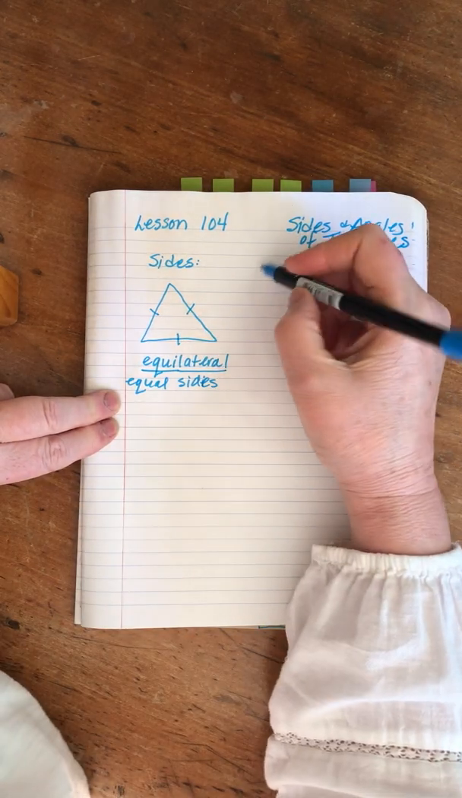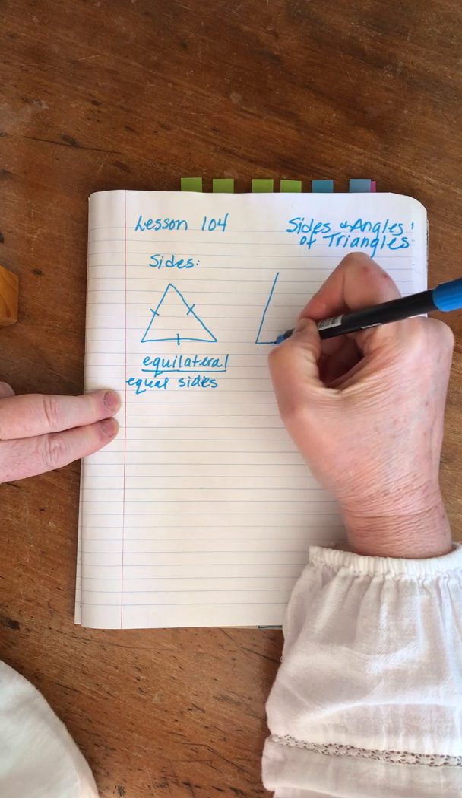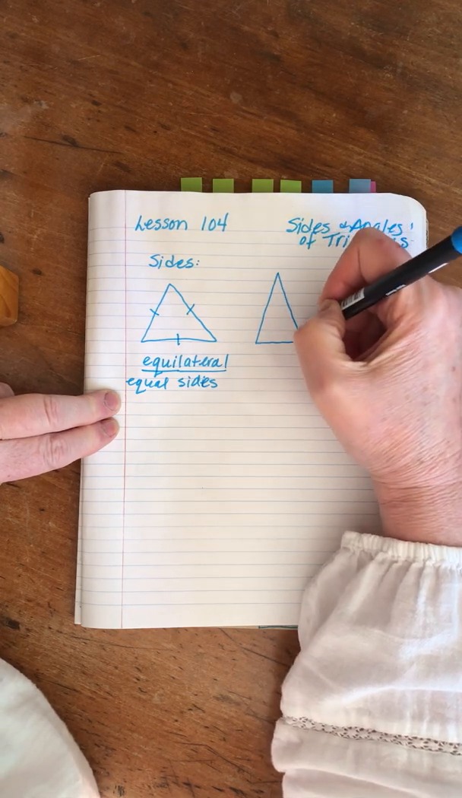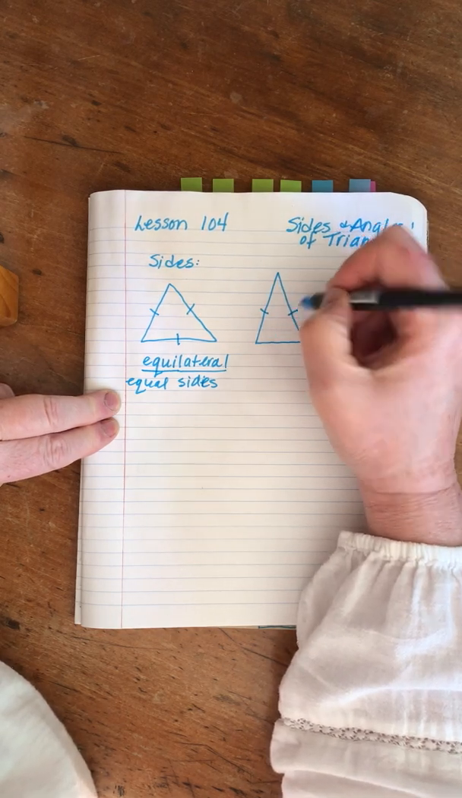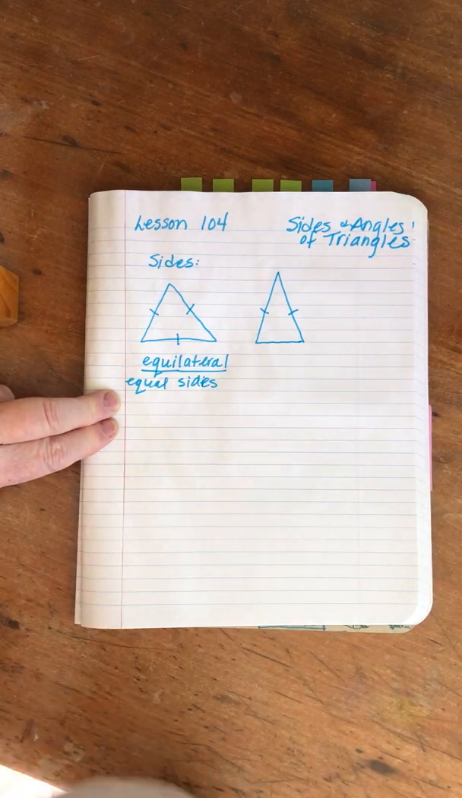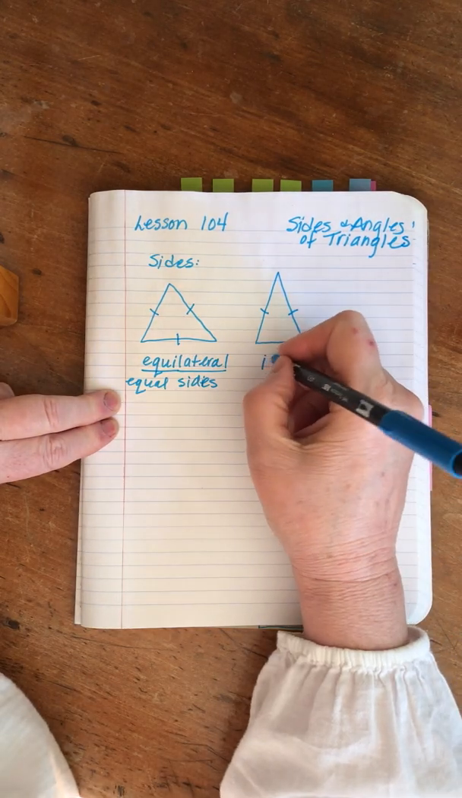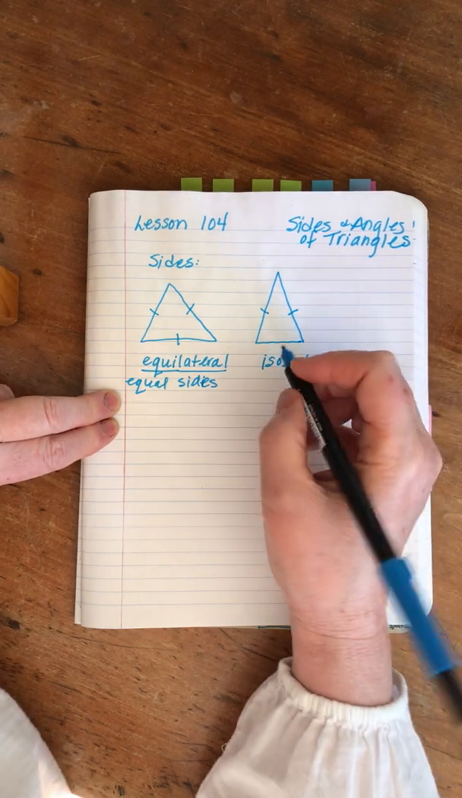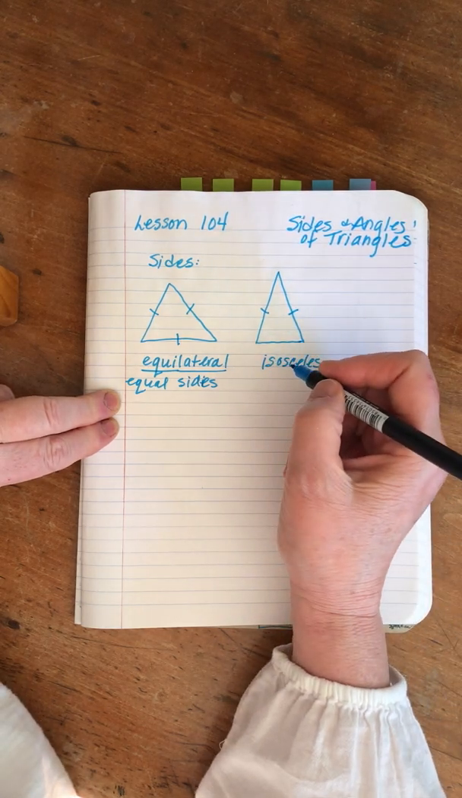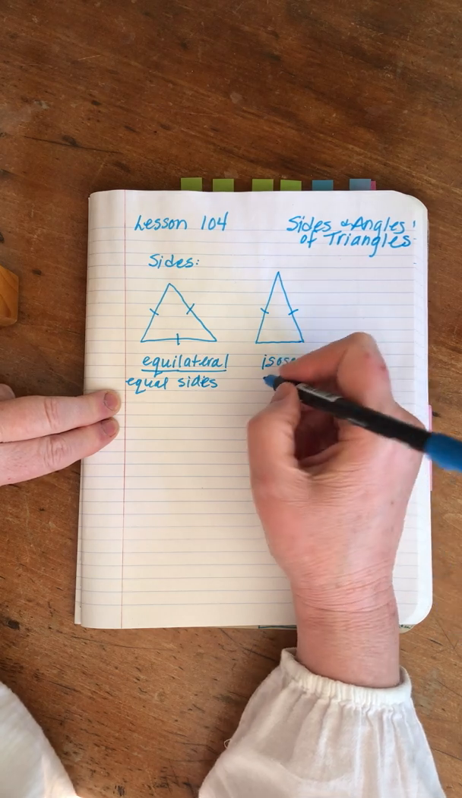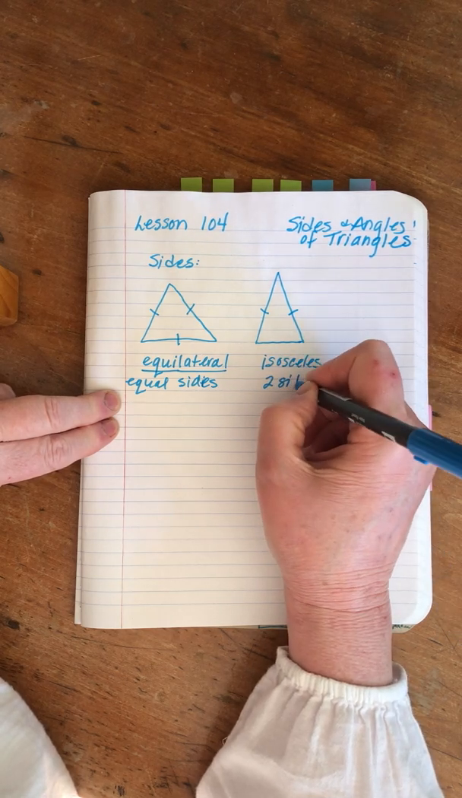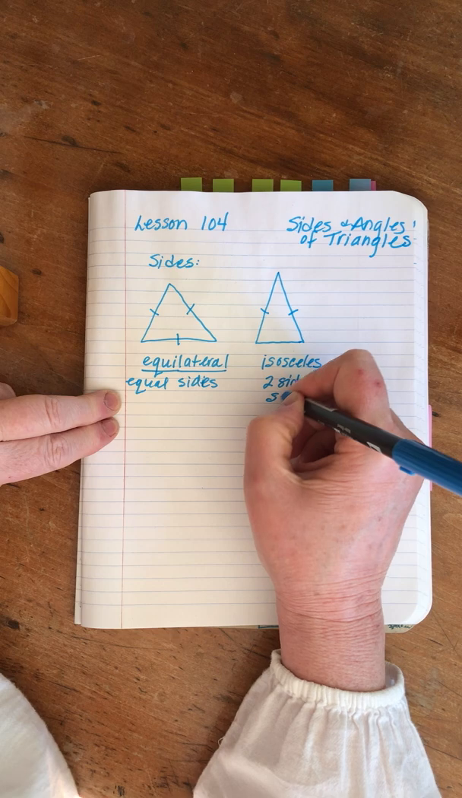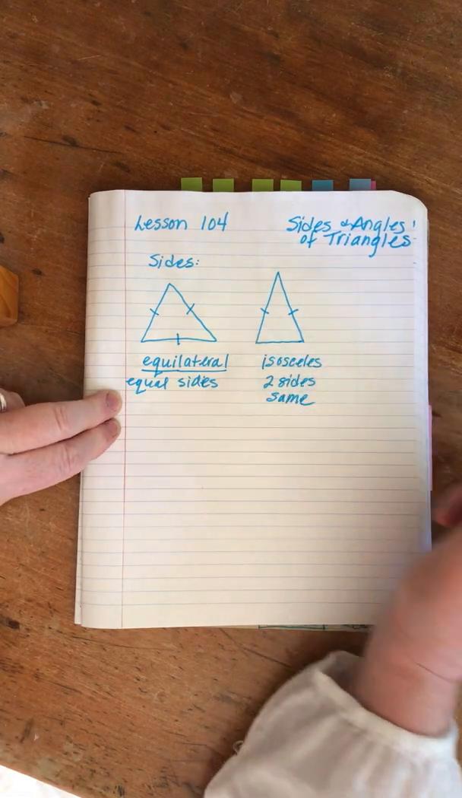There's another kind of triangle that's fun to draw. And in this triangle, 2 are the same, but the third one's different. This is called isosceles. I know, the Greeks named them, and they came up with some weird words. Isosceles means 2 sides the same. This guy's the oddball.